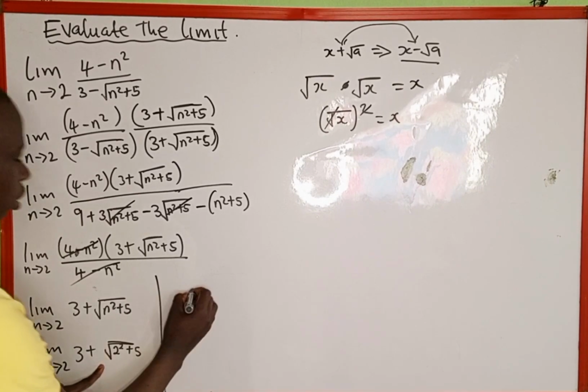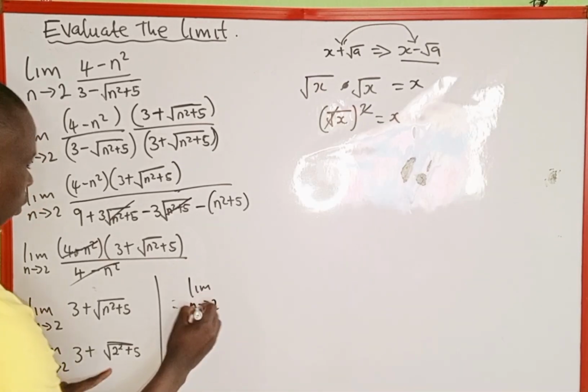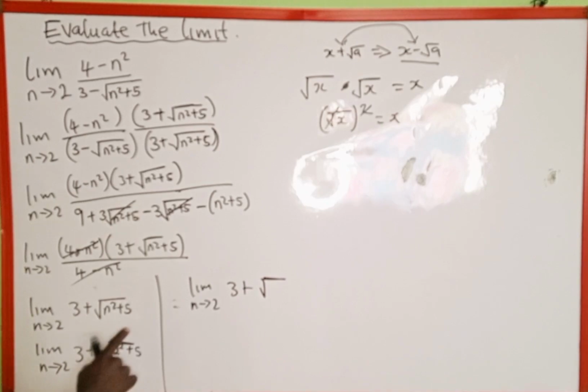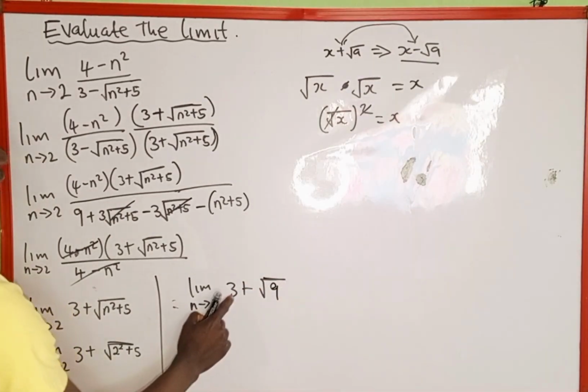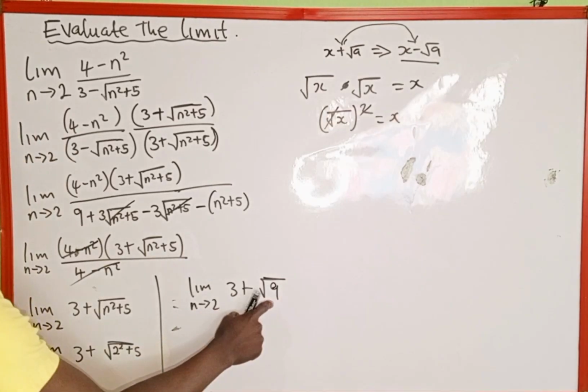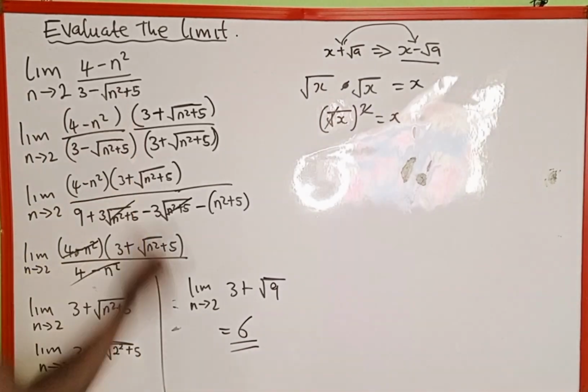So this is going to be equal to what? 3 plus square root of what? 2 squared is going to be 4. Then 4 plus 5 is going to give us 9. Then when you take the square root of 9, you know 9 is a perfect square. Square root of 9 is 3. Then 3 plus 3 is going to give us 6. So therefore, this limit goes to positive 6.